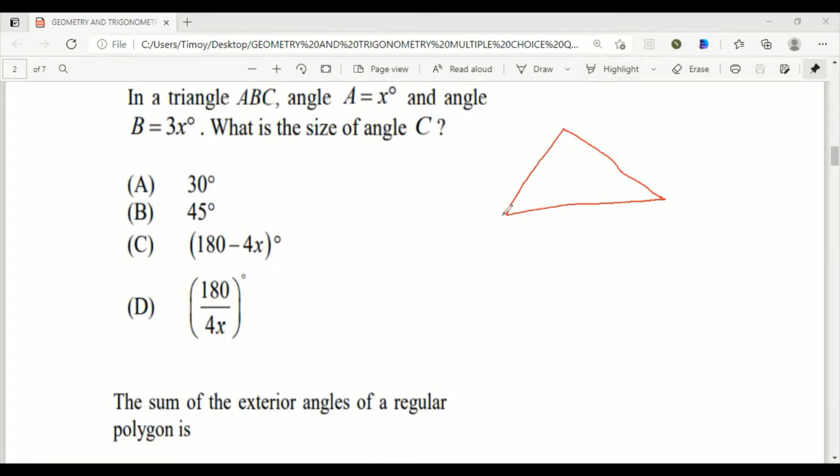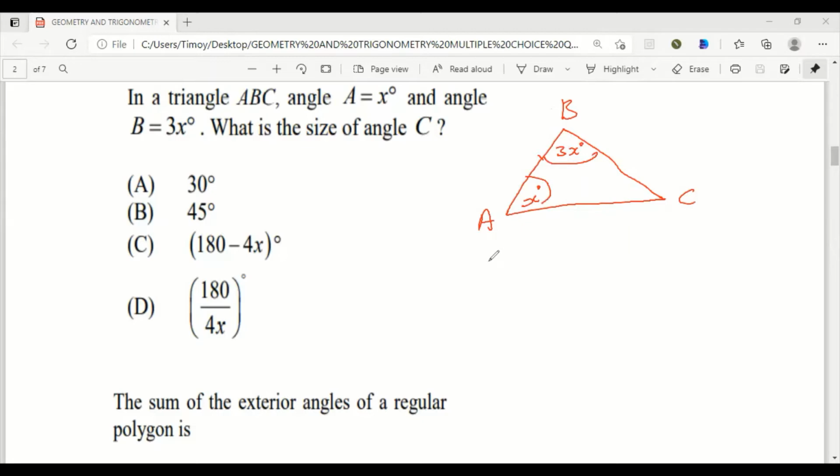And our triangle is A, B, C. What do we know? We know that this triangle is not drawn to scale. We know that angle A is x degrees. We know that angle B is 3x degrees. And they are asking us to find angle C.